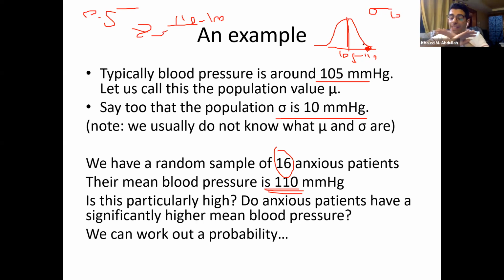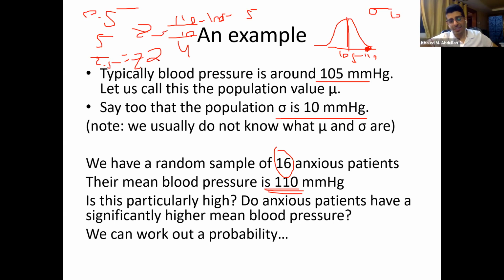Basically, you do the exact same thing. The only difference is that because this is a sample mean, not a population mean, z equals 110 minus 105, which is 5, divided by sigma, 10, over the radical n, which is root 16, which is 4. So it's 5 over 10 over 4. What's 10 over 4? 2.5, right? So z is actually 2.